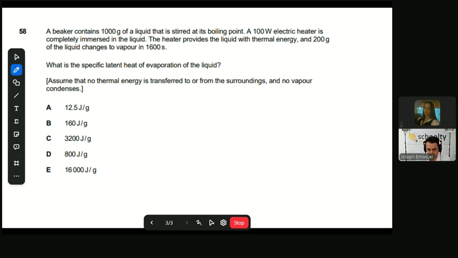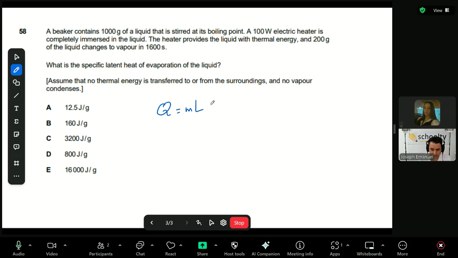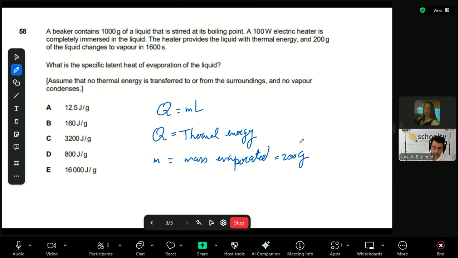Okay, let's try to understand this question. Latent heat, Q equals mL. Q is the energy, the thermal energy. m is the mass evaporated. We have here 200 gram of mass. L is the specific latent heat. This is what we need to find. The energy is power multiplied by time, because power actually is energy by time.